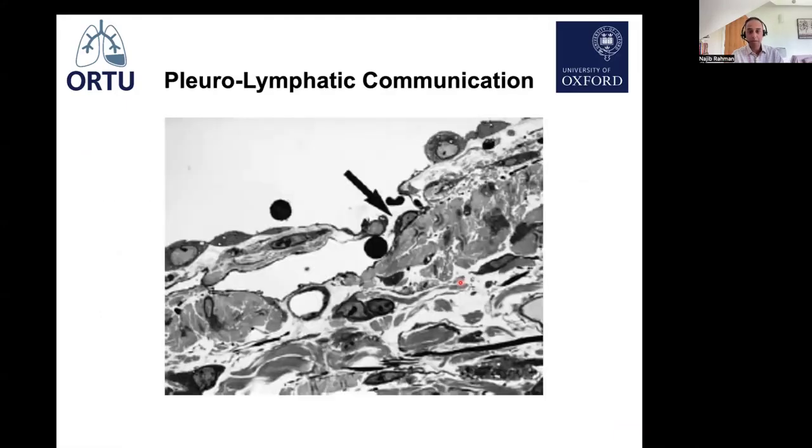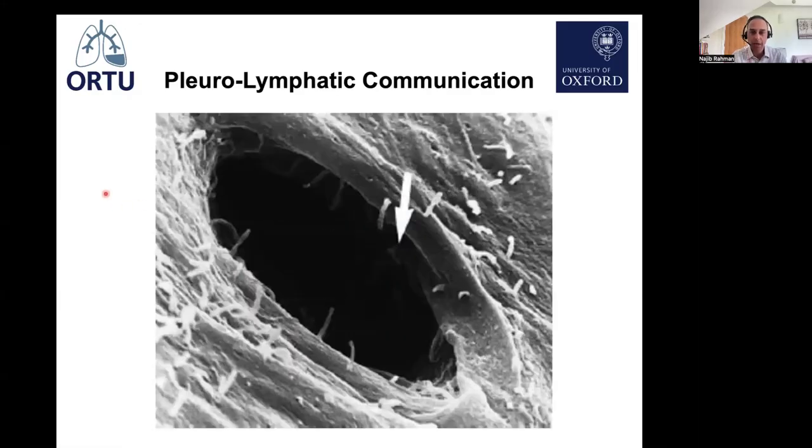And we now know the mechanism, and this is the mechanism which is called the pleurolymphatic communication. So there is a complex network of lymphatics that sits within the parietal pleura, and here is an example of mesothelial cells forming a hole, called a lacuna, at the parietal pleural surface. And if we look at that with electron micrography, then this is what it looks like. And these are called pleural pores or Wang's pores.